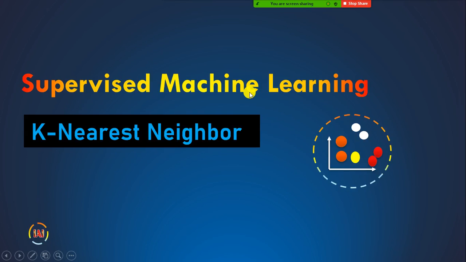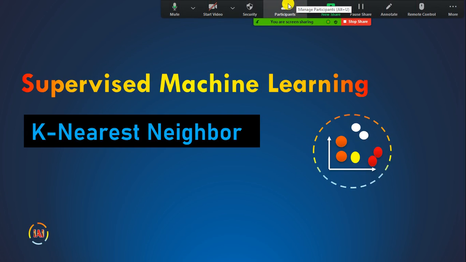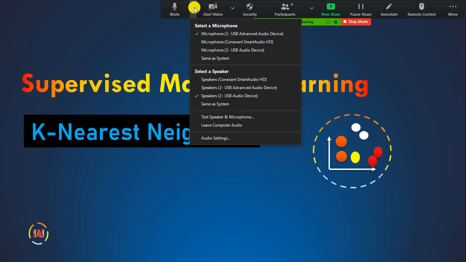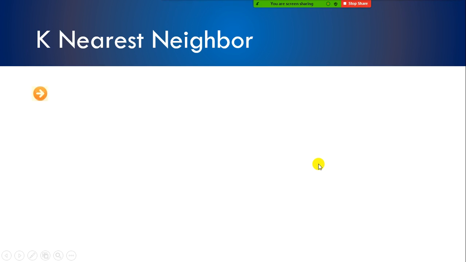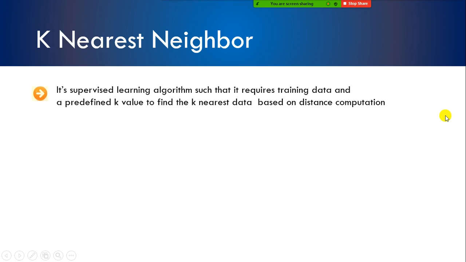K nearest neighbor is one of the supervised machine learning algorithms. A very simple algorithm, very easy to understand. And we will see what exactly K nearest neighbor is.